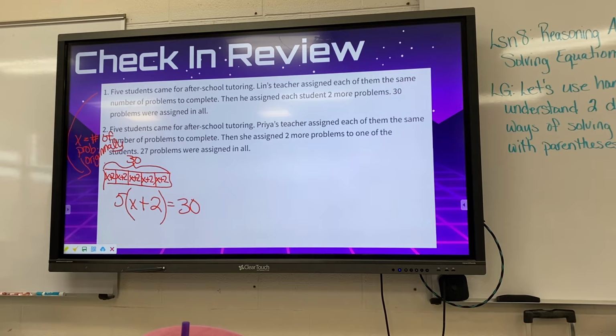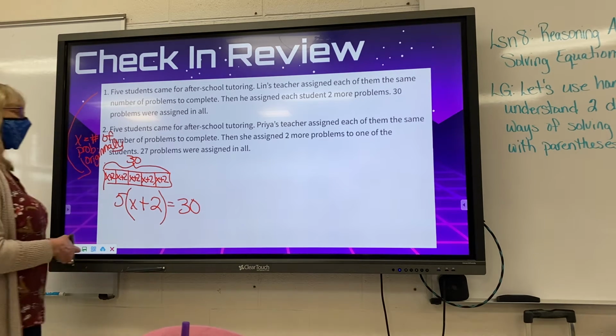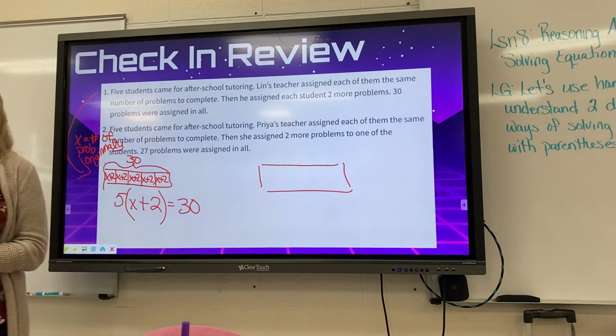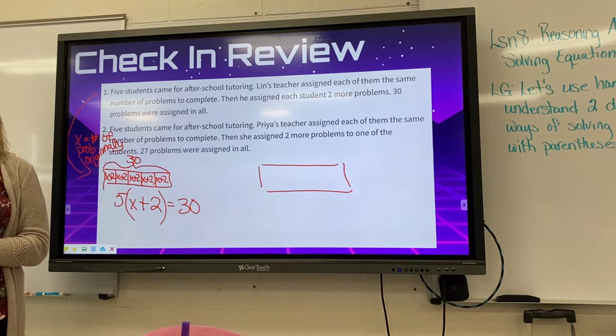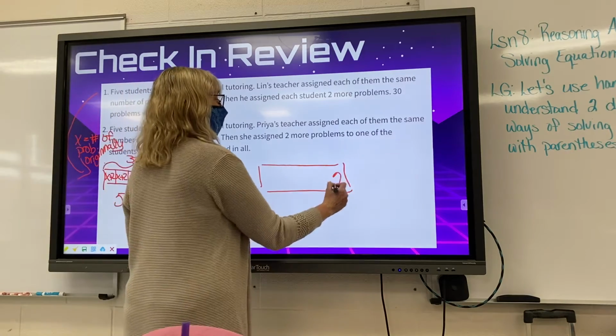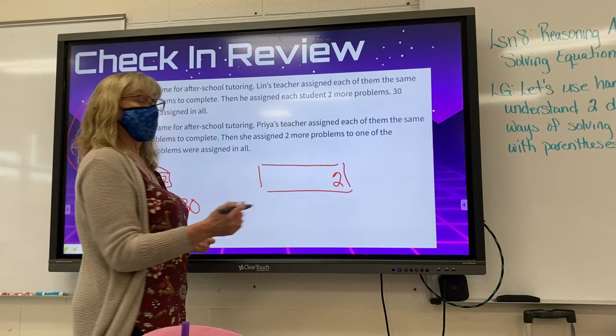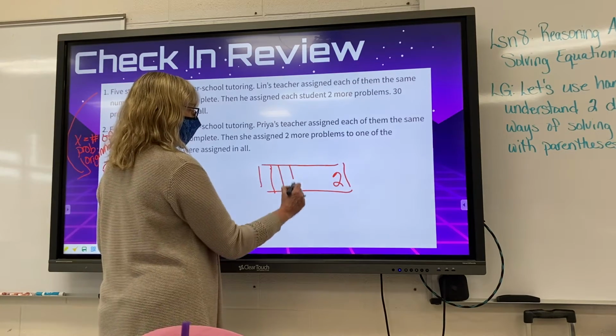Now let's look at problem number 2. 5 students came for after-school tutoring. Priya's teacher assigned each of them the same number of problems to complete. Then she assigned 2 more problems to one of the students. 27 problems were assigned in all. So what am I going to do with this tape? Divide it into 5 sections. Basically 6 pieces, but 5 of them need to be equal. Yes.